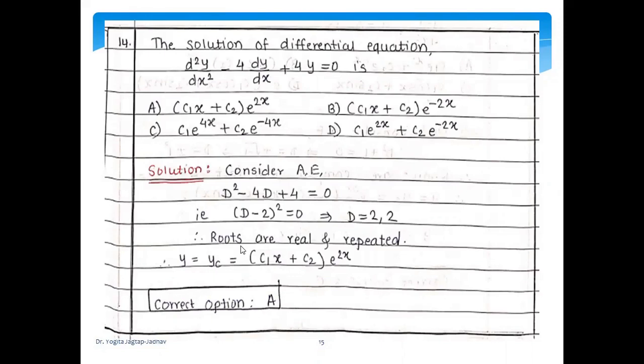Therefore, by using the second case of writing complementary function, our general solution y equal to yc equal to (c1x plus c2) e raised to 2x. Therefore, correct option is A option.